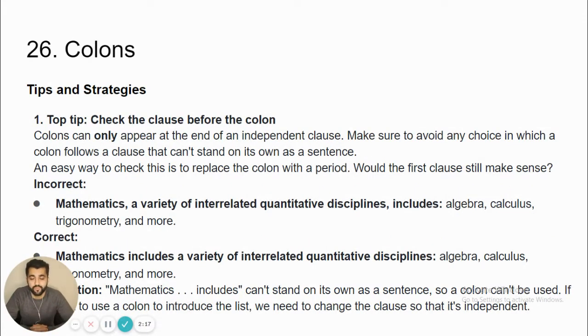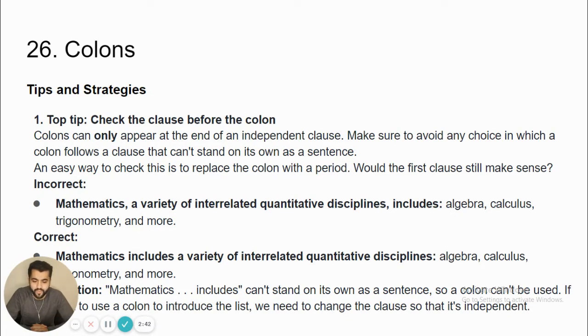Okay, so what are the tips and strategies? Number 1, check the clause before the colon, right? So colons can only appear at the end of an independent clause. Make sure to avoid any choice in which a colon follows a clause that can't stand on its own as a sentence. An easy way to check is to replace the colon with a period. Would the first clause still make sense?